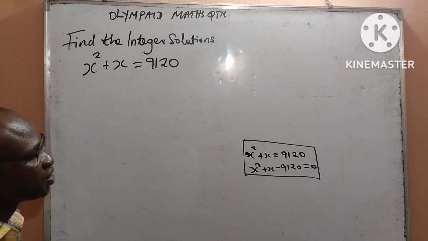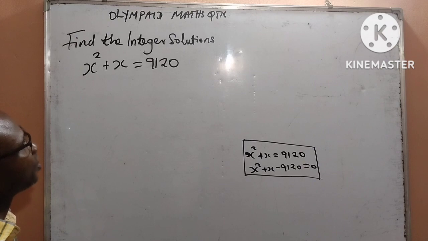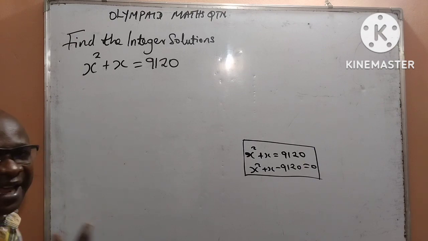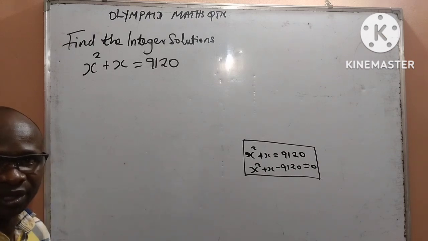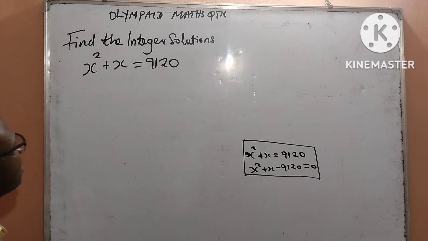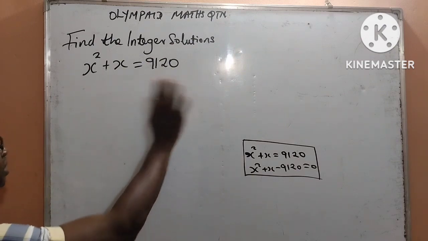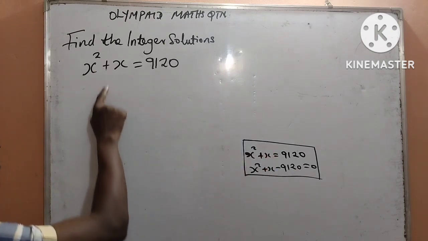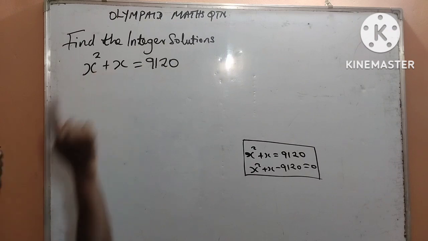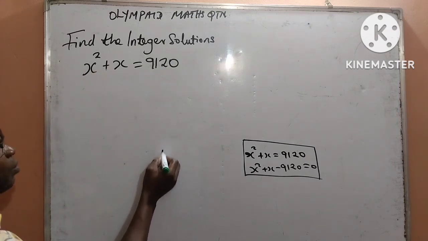The next one we can use is the factorization method. We can also use what is called the completing the square method. Let us dive in by completing the square method in solving this problem because it is a quadratic equation. Watch till the end. Looking at this question as it is, I will leave 9120 on the right the way it is, and I will come to the left and find the coefficient of x. That coefficient of x is simply 1.